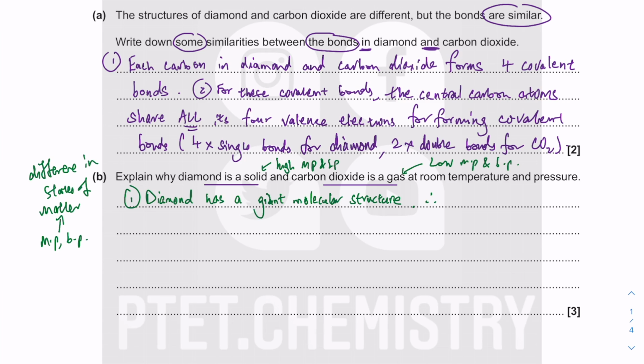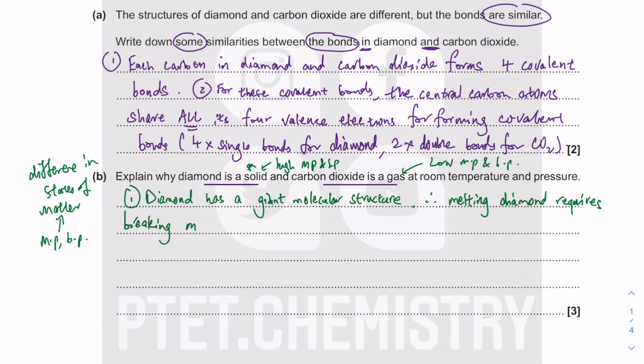Therefore, melting, because I'm talking about solid, so I need to think about melting before boiling. So melting diamond requires breaking, so these are like a fixed array, right? Breaking many strong covalent bonds.